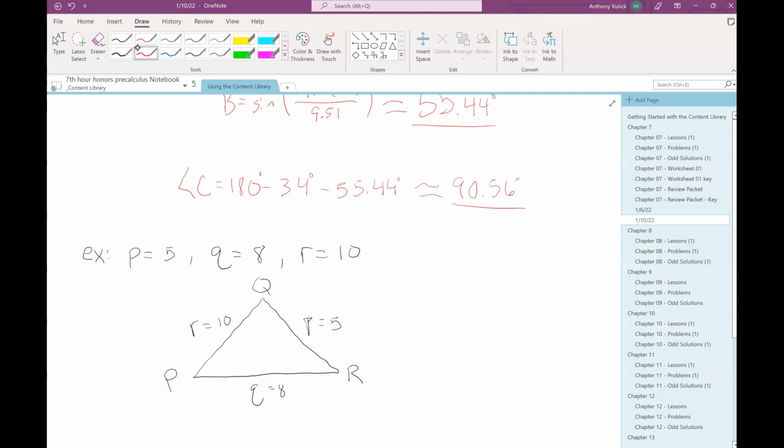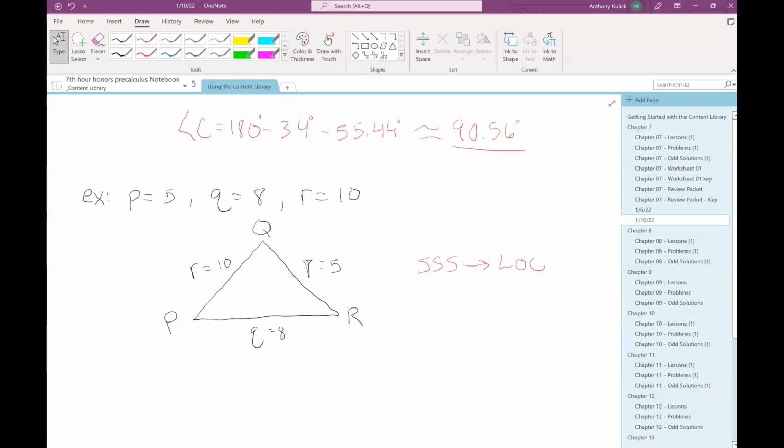And what situation is this? Side, side, side. Nobody ever messes that one up. That's a law of cosines scenario, but if you remember, we put a little asterisk on the side-side-side when we told you we're going to use law of cosines to do this, because there's a little bit of a complication here. And here's the complication.